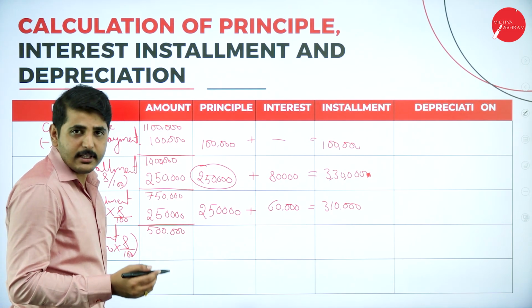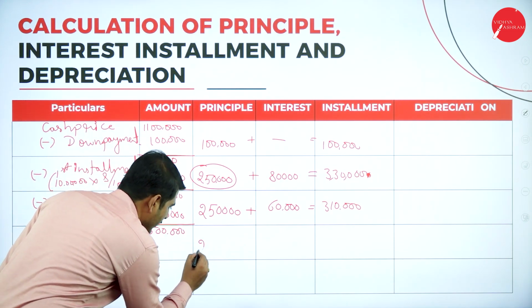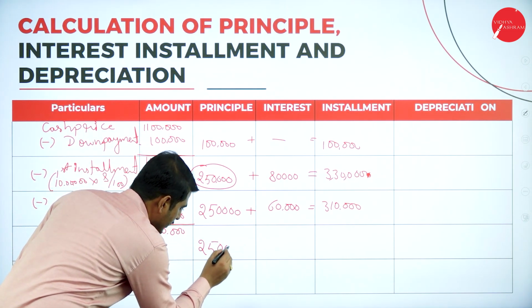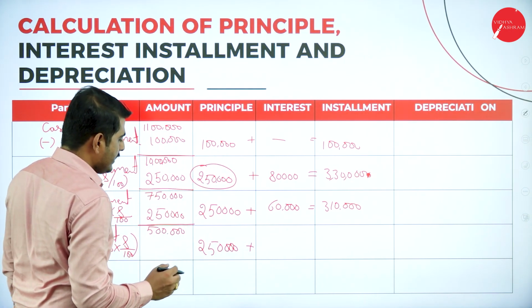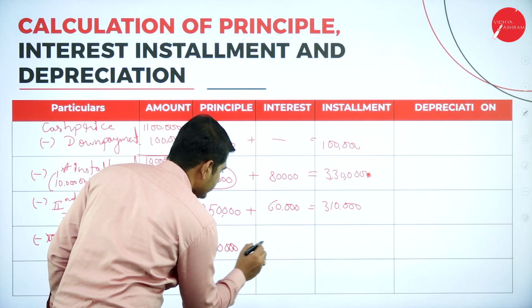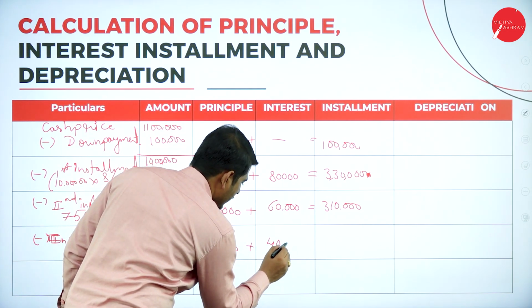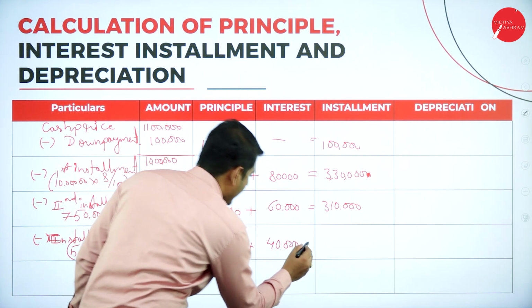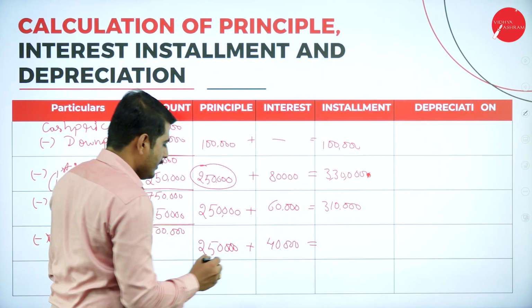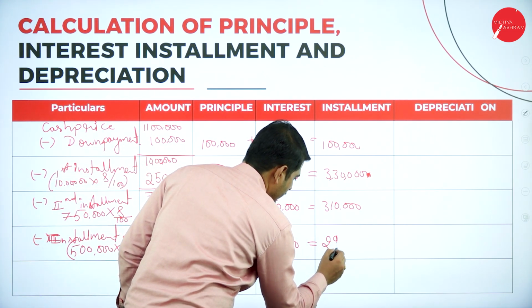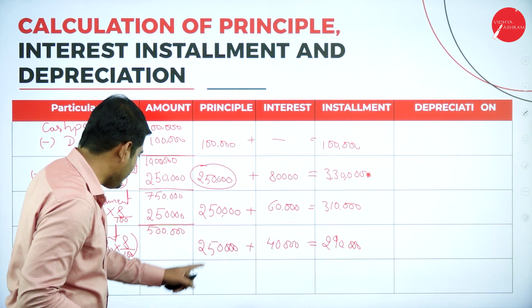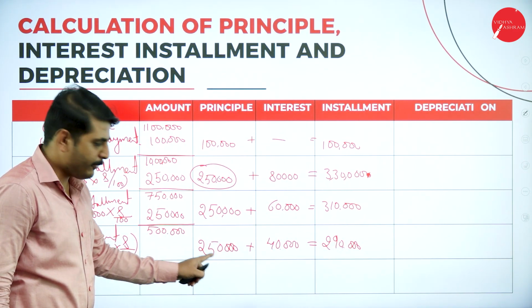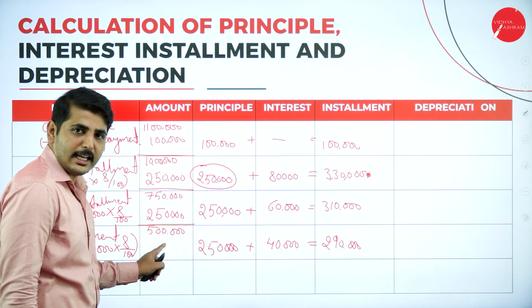What is our principal every year? 2,50,000 is the principal. Okay. Plus what is the interest? 40,000 is the interest. If you add both of these, how much will you get? 2,90,000. Again, deduct this principal from the principal amount. 5 lakh is the balance principal amount.